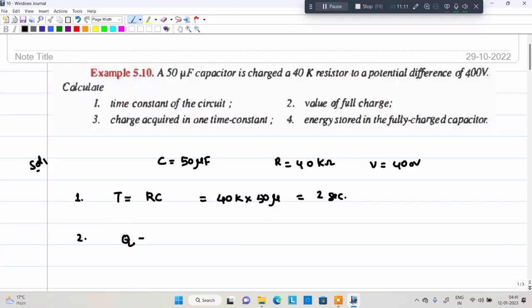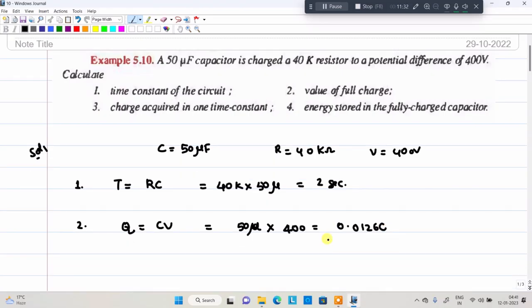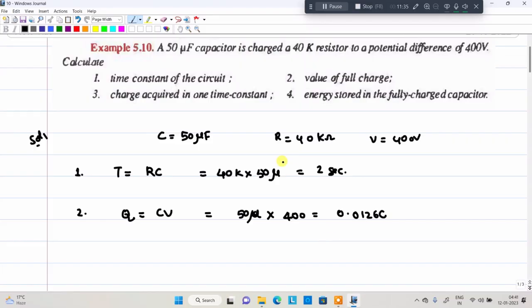Second, the value of fully charged. Q is equal to CV. The capacitance value is 50 microfarad, or 50 into 10 power minus 6, into voltage 400. That will be equivalent to the fully charged value, 0.02 coulombs. The value is not 0.06, the value is 0.02 coulombs. Clear?